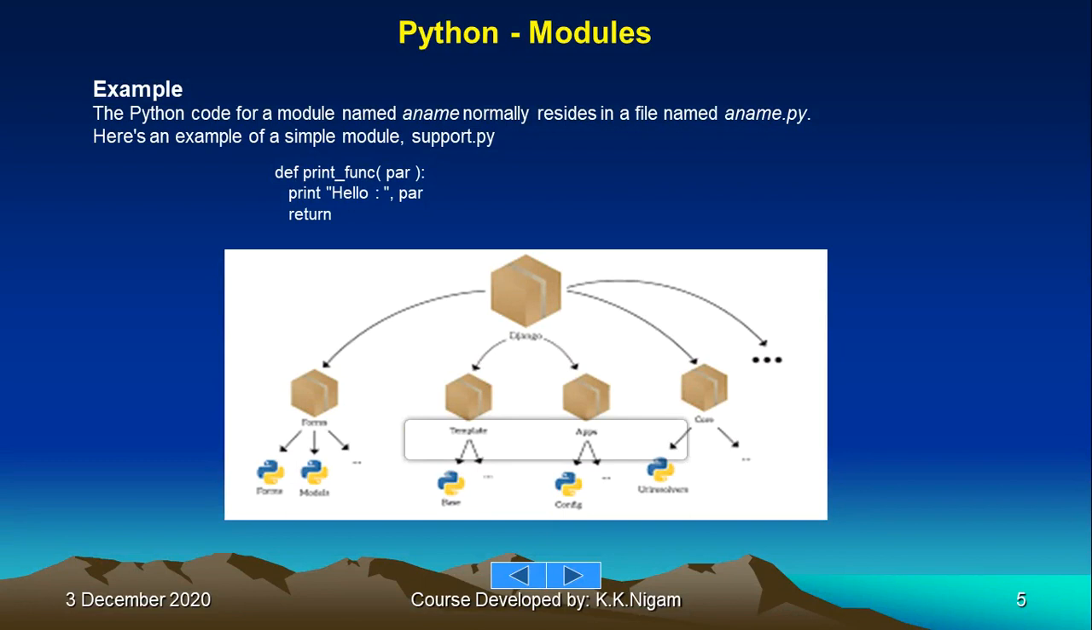An example for that is that the Python code for a module named name normally resides in name.py. Py is the extension of a Python program, and here is an example of a simple module, support.py. Now this is the script. It's a very small script. It says def print_func, then print hello par, and then return.